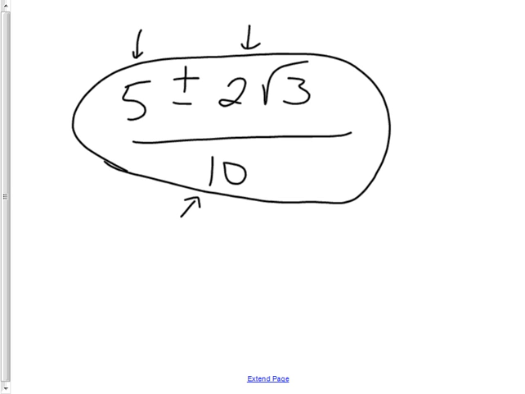What if I needed a decimal form? You just grab the calculator, figure out what square root of 3 is, take 2 times that, you get a decimal right here. And then you do it once with plus and once with minus. All right, I think you get it.